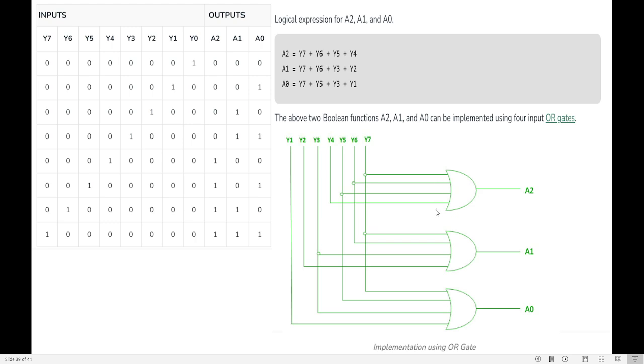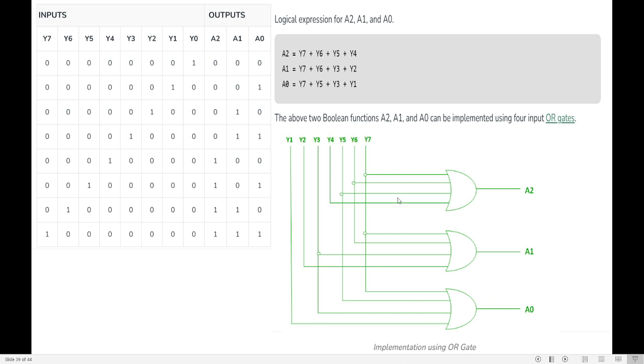Connect those 4 inputs to what gate? OR gate. Plus means OR gate. Connected to the OR gate, this is my output A2. Do similarly for A1. A1 is 7, 6, 3, 2, so 7, 6, 3, 2 connected to an OR gate. A0 is 7, 5, 3, 1, so it is 7, 5, 3 and 1 connected to an OR gate.